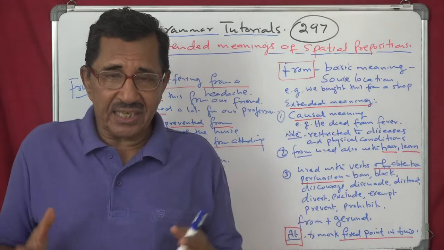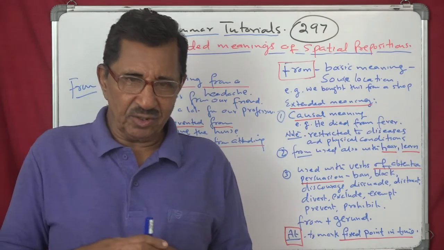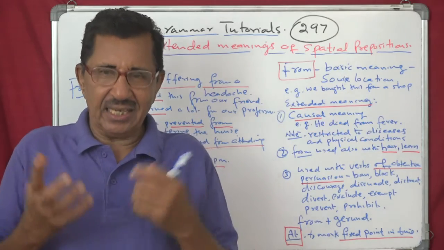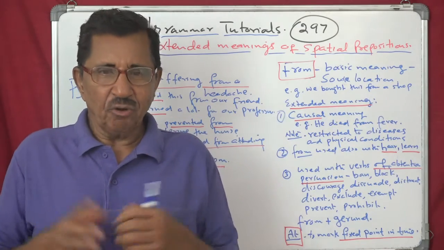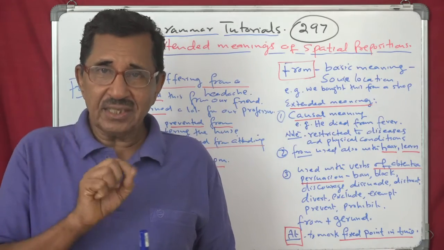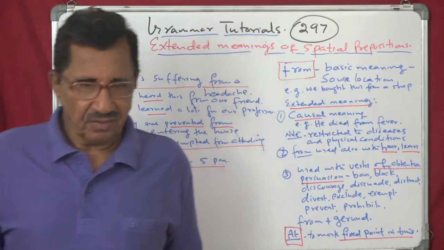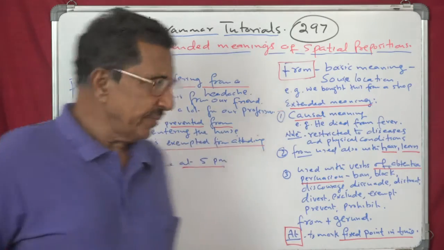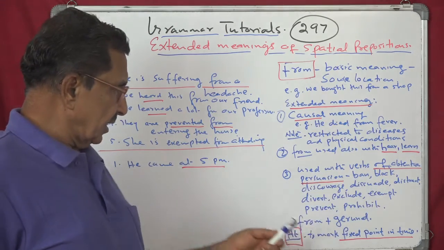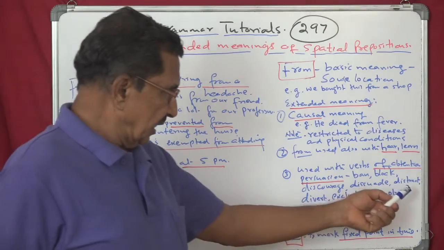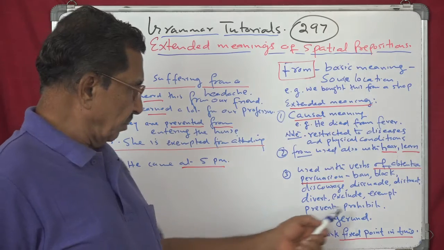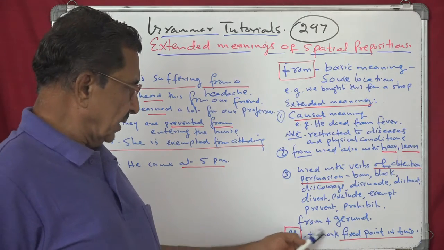Another extended use we have seen is with verbs of abstention, prevention, and also persuasion. Persuading, abstaining, asking somebody to abstain from, or prevent from, or withdraw from. In that case, you have to use from plus gerund, the ing form. There are verbs like this: ban, block, discourage, dissuade, distract, divert, exclude, exempt, prevent, prohibit, from plus gerund. Withdraw is not written here.